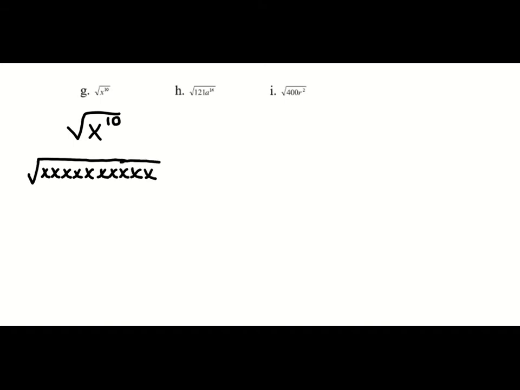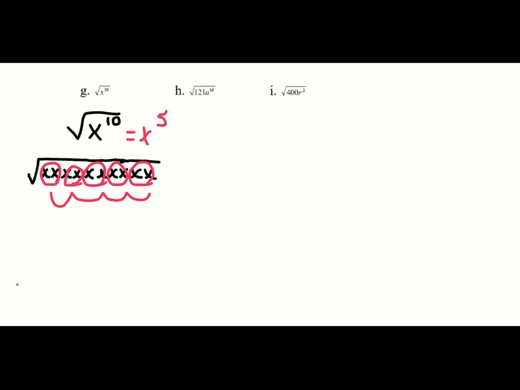All right, so this x to the 10th is the same as x times x times x times x times x times x times x times x times x times x. And what I want to do is, how many groups of 2, how many square roots can I pull out, or radicals? So I have one group here, one group here, one group here, one group here, and one group here. So that gives me 5 groups of 2 if I count them. So the square root of x to the 10th is equal to x to the 5th power.